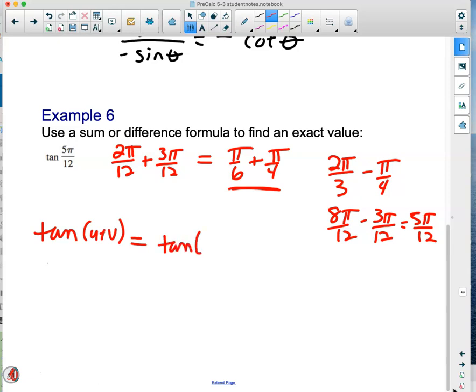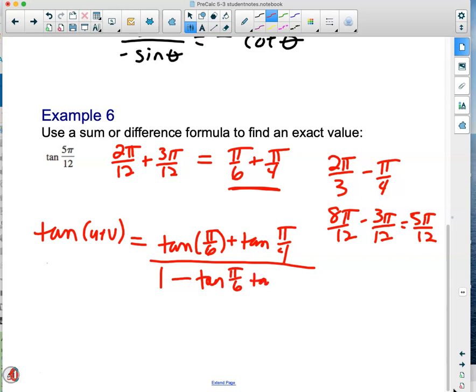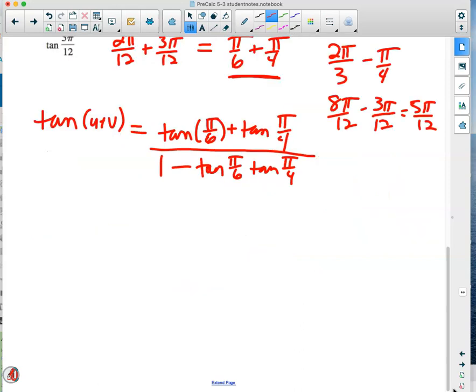So tangent of pi over 6 plus the tangent of pi over 4 divided by, and now we need the subtraction. So addition in the numerator means subtraction in the denominator, minus the tangent of pi over 6 times the tangent of pi over 4. So now I realize I need to know the tangent of 30 degrees and the tangent of 45 degrees.